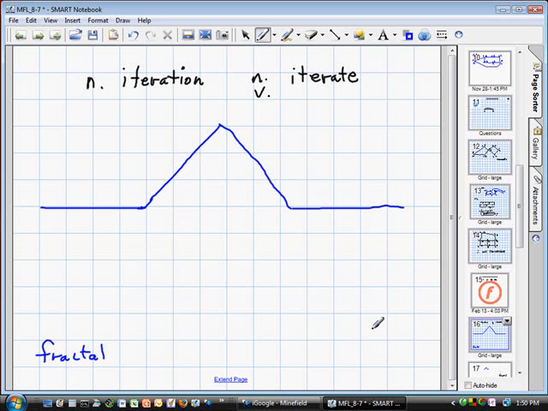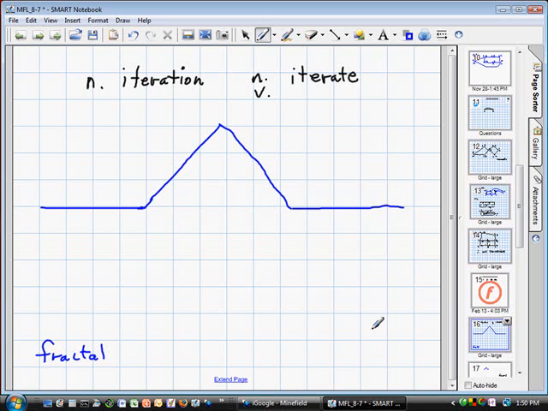So just getting some of the language straight, you're going to hear iterate, iteration, and to iterate means to rehash it, do it over again. It's almost like, hard to explain. Let's get into it. We're going to do some iteration right now.